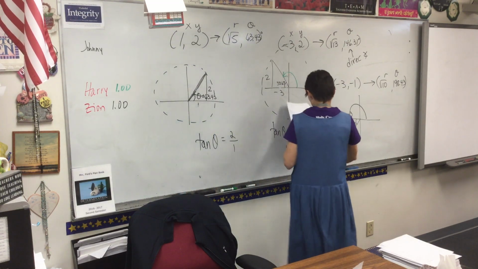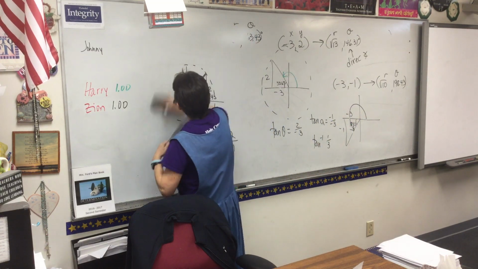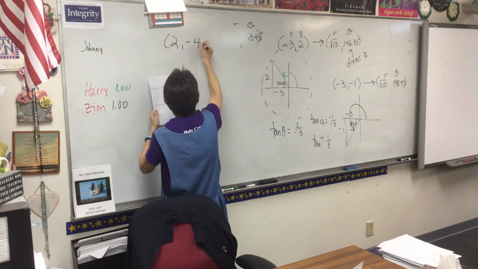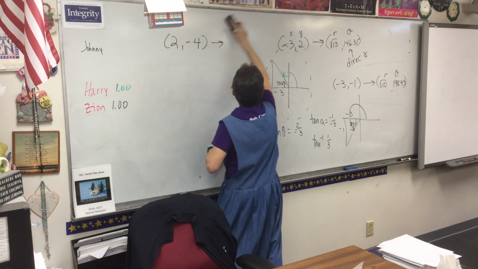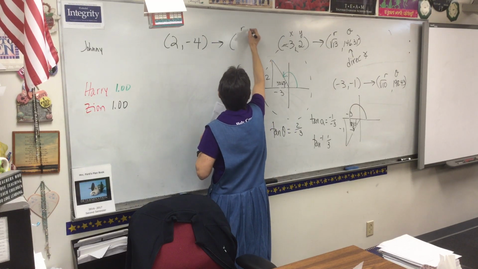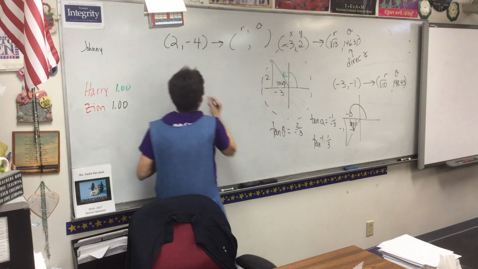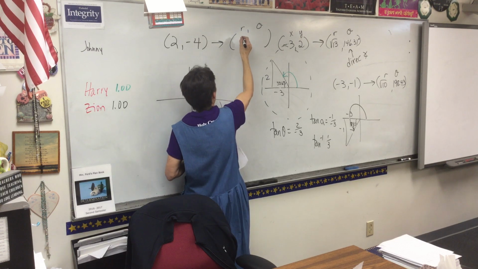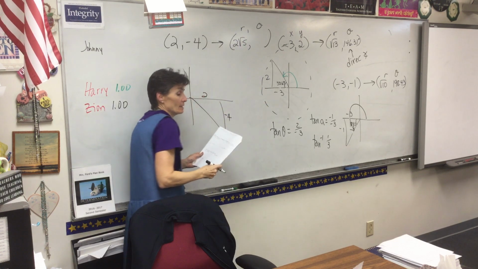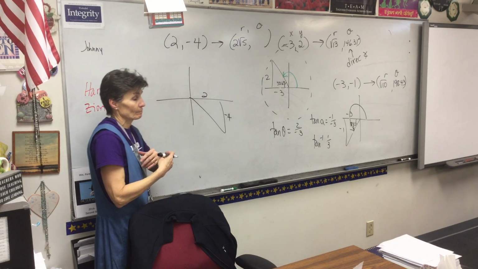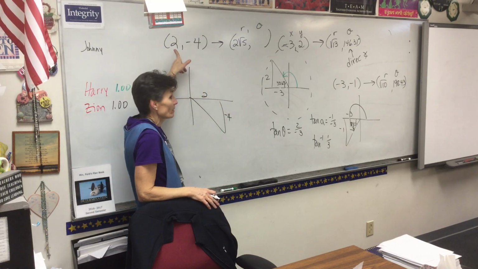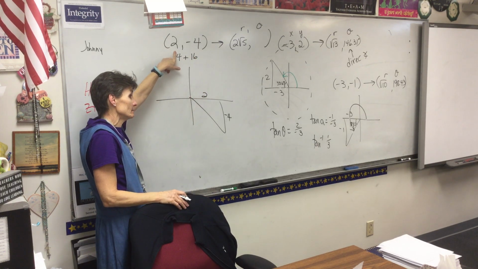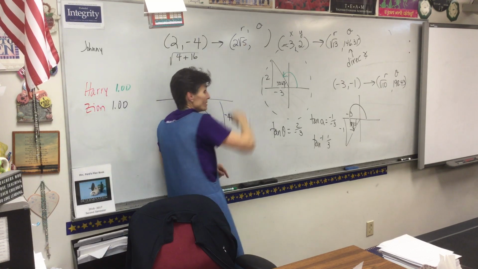Okay, one more. Same thing. We're going from rectangular to polar. All right, so here we go. Somebody has already figured out that my R is 2√5. How did we get that? It's magnitude. So we squared this, added them together, we got 20, and the square root of 20 is 2√5.